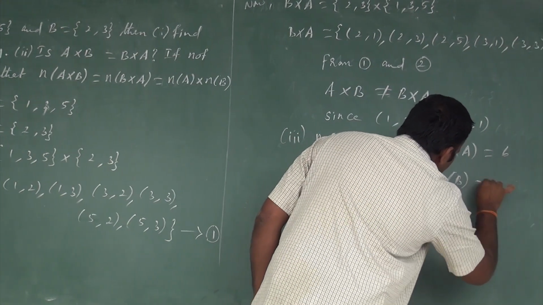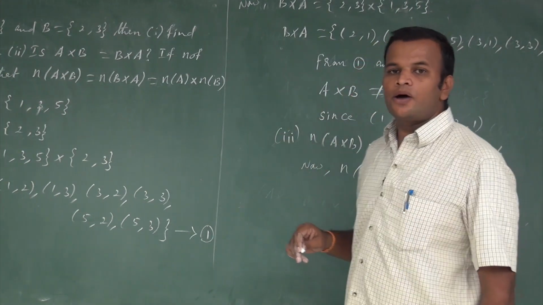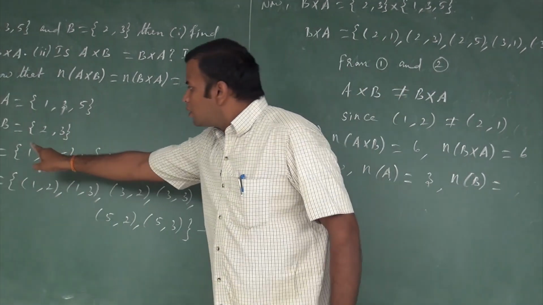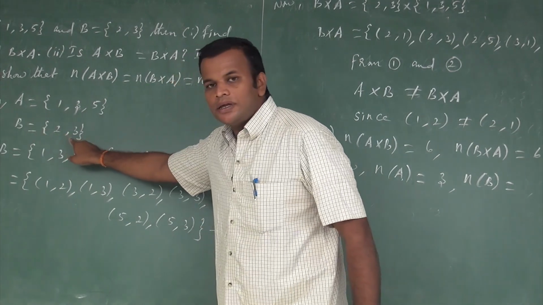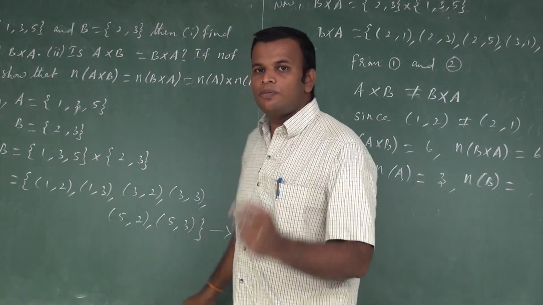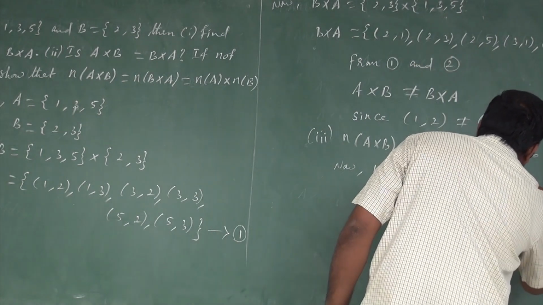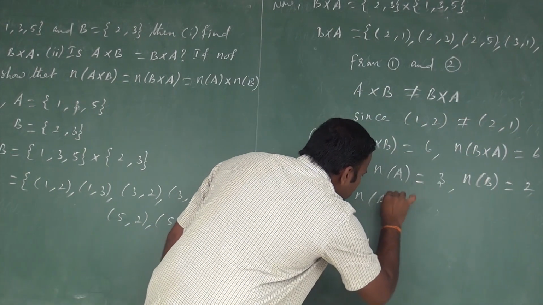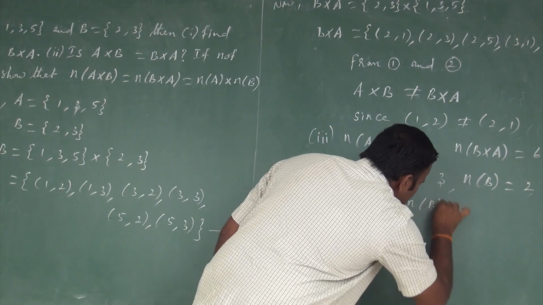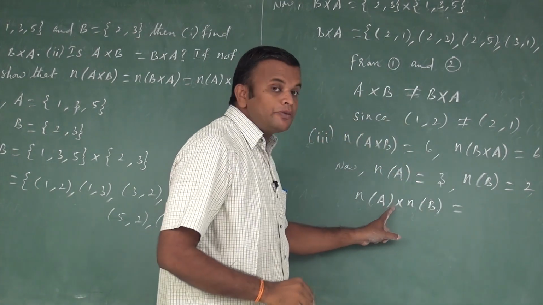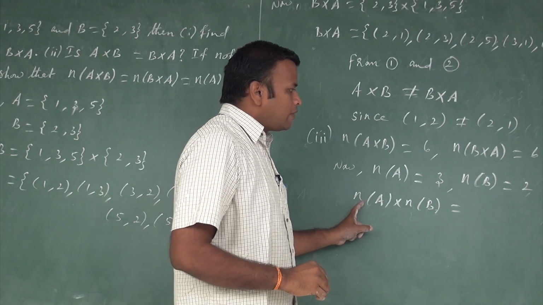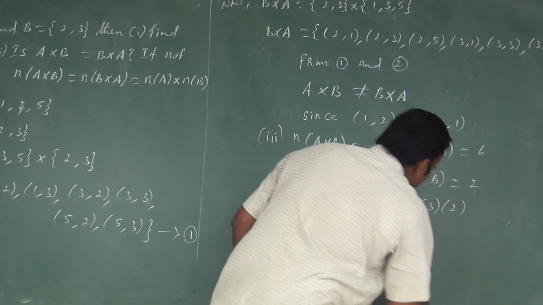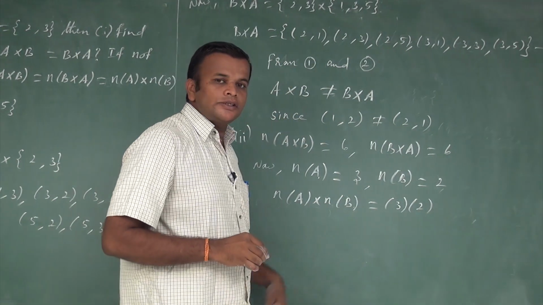Next, n of B. n of B means the number of elements in B. Now we check in B. B contains 2, 3. How many elements? Just 2 elements. So the n of B value is 2. Now we multiply n of A into n of B. It's an ordinary multiplication. The value of n of A is 3, into n of B, whose value is 2.